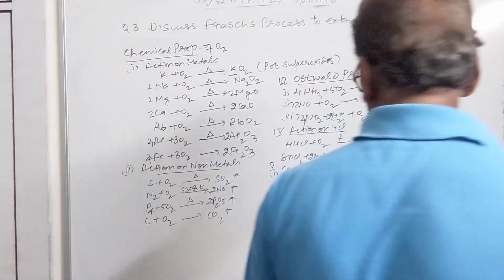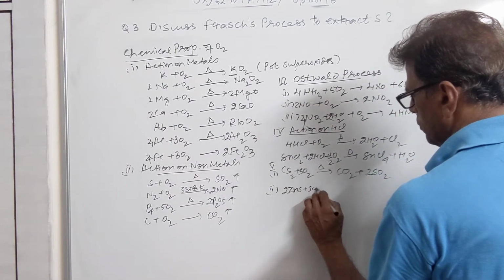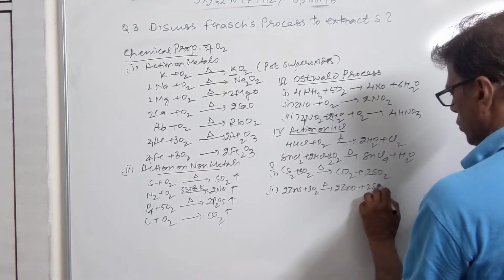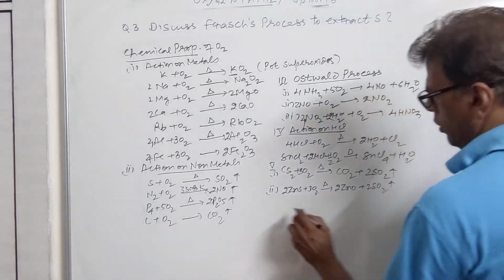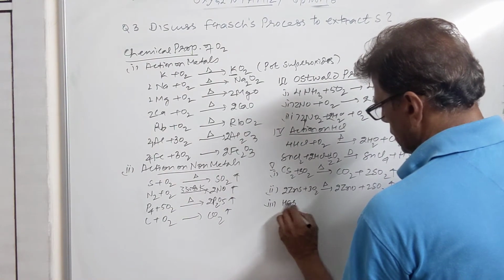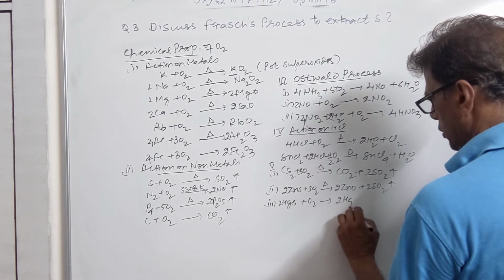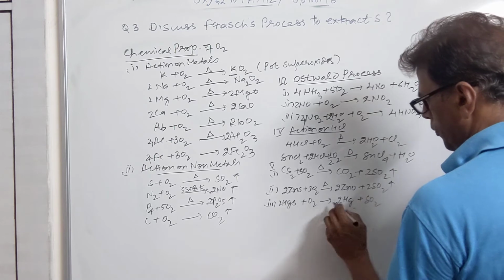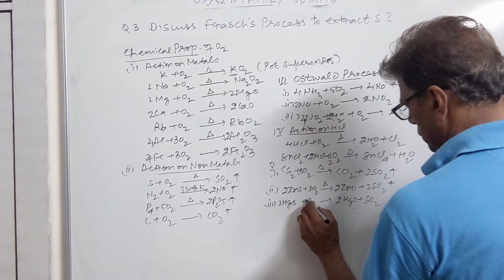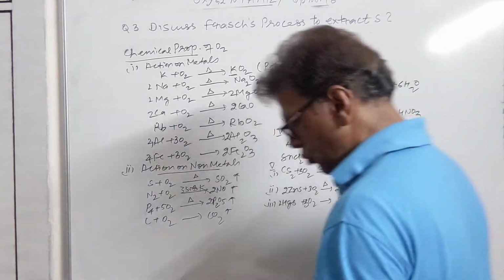Then we have action on ZnS. You get 2ZnO plus 2SO2. Similarly, other sulfides like HgS can combine with oxygen to give you 2Hg plus SO2. You can also get 2HgO here. 3O2 will be consumed here.